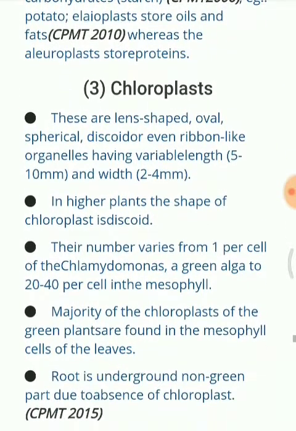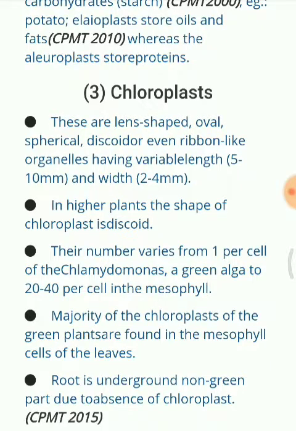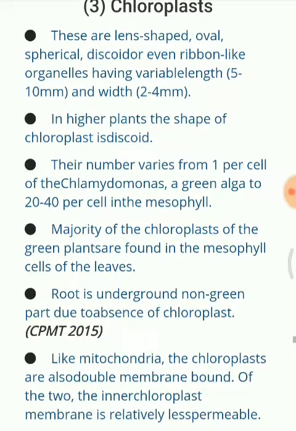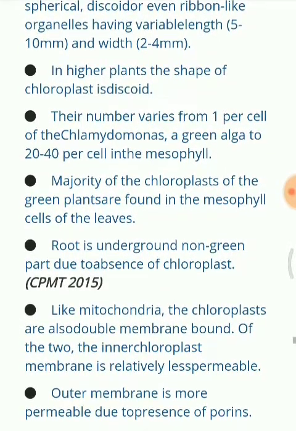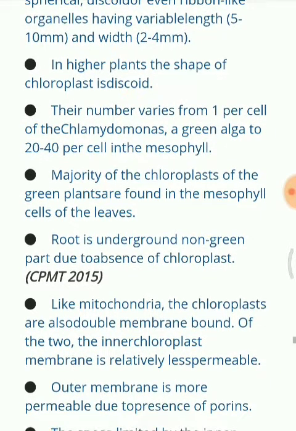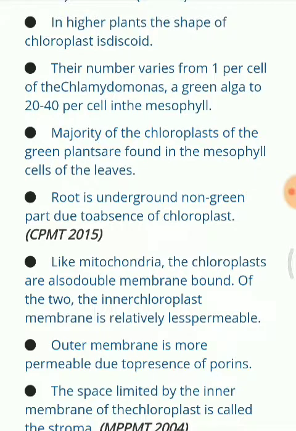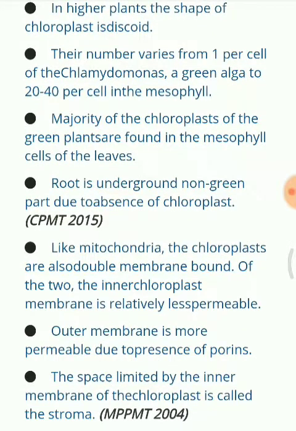Third, chloroplast. These are lens-shaped, oval, spherical, discoid, or even ribbon-like organelles having variable length 5 to 10 micrometer and width 2 to 4 micrometer. In higher plants, the shape of the chloroplast is discoid. The number varies from 1 per cell of Chlamydomonas, a green algae, to 20 to 40 per cell in the mesophyll. The majority of the chloroplasts of green plants are found in the mesophyll cells of the leaves. The root is an underground, non-green part due to absence of chloroplasts.